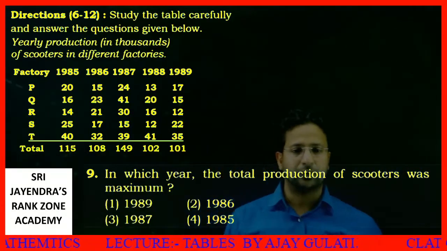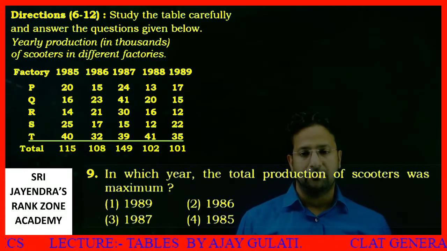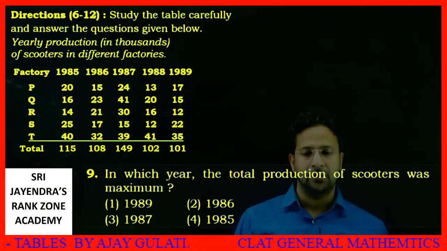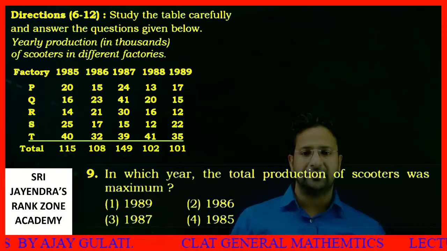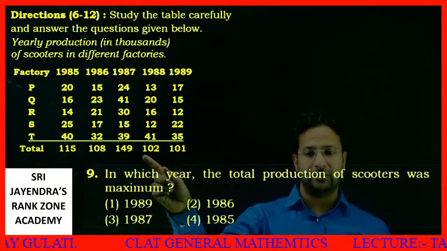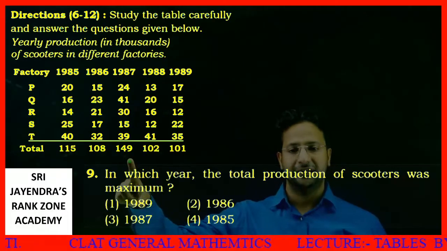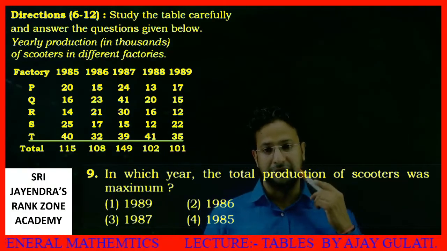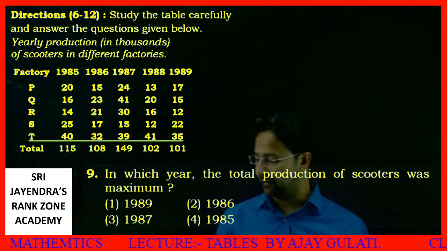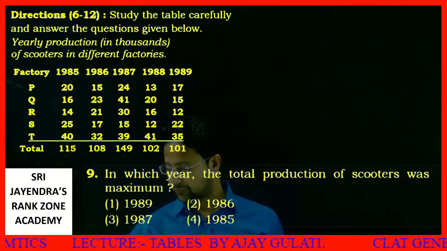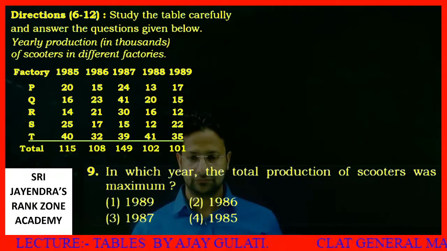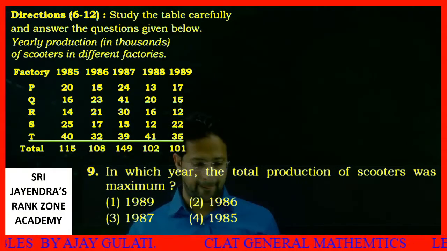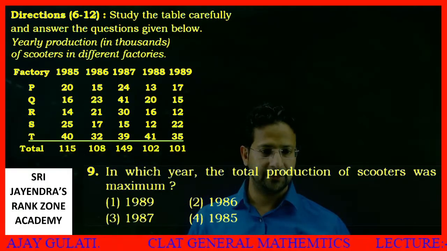In which year was the total production of scooters maximum? We have to tell in which year was the total production of scooters maximum. So, in which year are 149 scooters manufactured? 1987. So we have this option number 3 as our answer, 1987. We have done this question. Now the next question.